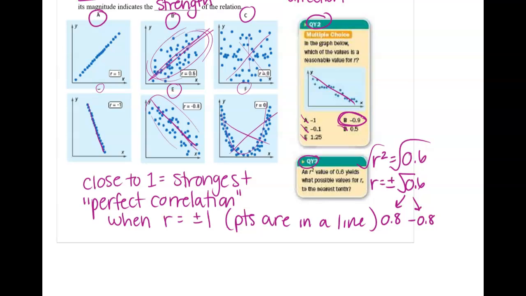So your next task for today is to look at the 2.3b notes, and you will use the PowerPoint, I think I called it 2.3b PowerPoint, to go through and use your calculator and calculate a regression model and your r value.